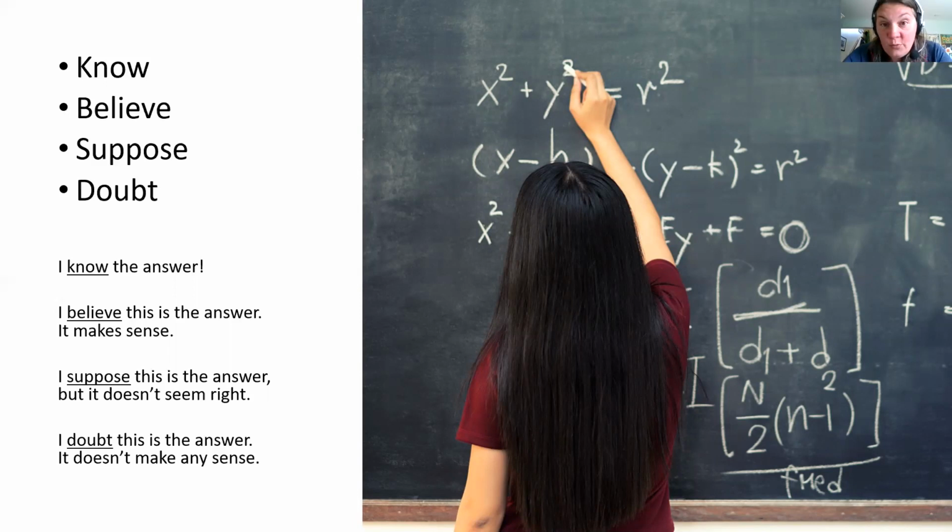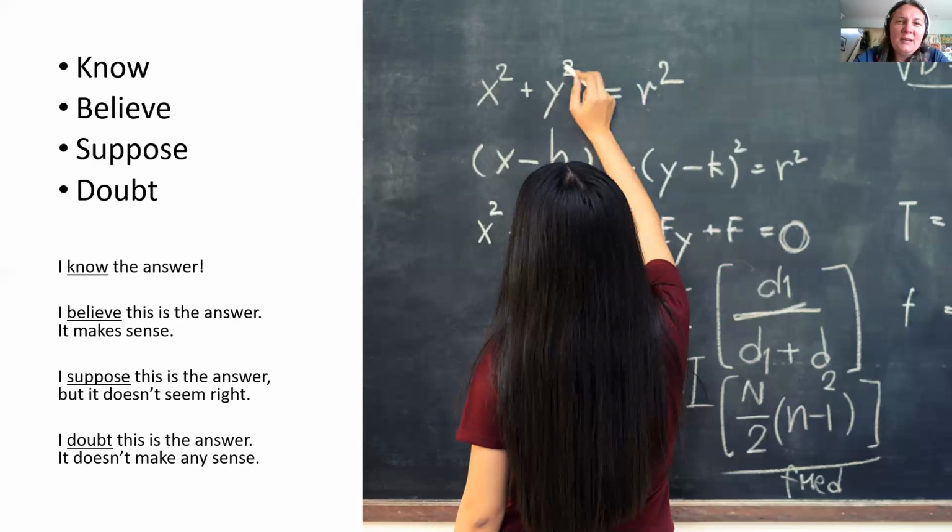Now, believe is a little less sure, okay? And in one way, we can use believe. I believe this is the answer. It makes sense, okay? We can't say, I am believing this is the answer. Again, we are not using progressive form at all with these verbs, only present tense. To suppose is to be maybe 50-50. You're 50% sure that the answer is right. It's a hunch, you think. I suppose this is the answer, but it doesn't seem right. So sometimes maybe even less than 50%.